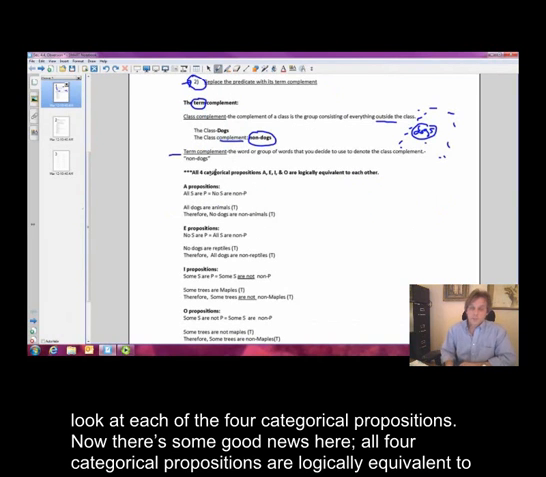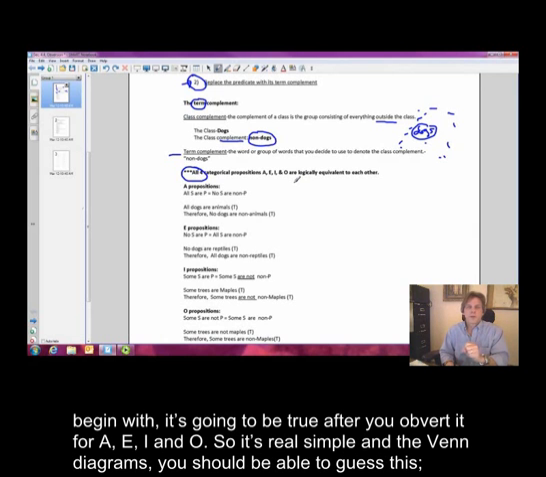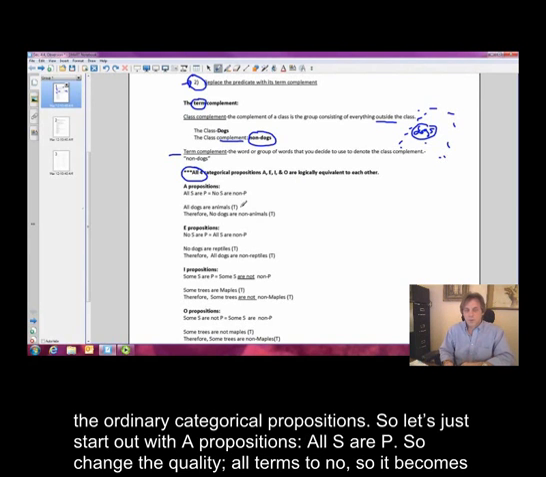Now there's some good news here. All 4 categorical propositions are logically equivalent to their obverses, okay? A, E, I, and O, when you obvert them, the meaning is preserved, okay? So, if you use an English proposition and you obvert it, if it's true to begin with, it's going to be true after you obvert it for A, E, I, and O. So it's real simple. And the Venn diagrams, you should be able to guess this, they're going to be exactly the same. So you obvert the statement, draw a Venn diagram, it matches exactly what the Venn diagram was for the ordinary categorical propositions. So let's just start out with A propositions.